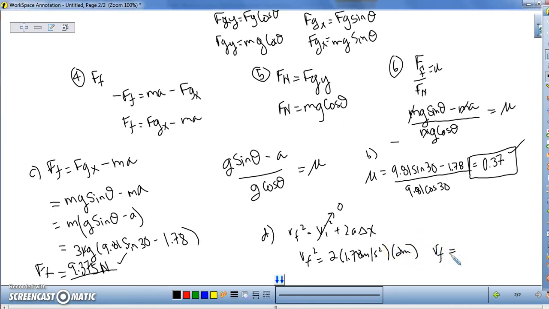So 2 times 1.78 times 2. Now don't forget to square root to get v by itself. Now I have the final velocity, 2.67 meters per second. Just like that. And there you have it, all of our answers for all of the incline type of problems.